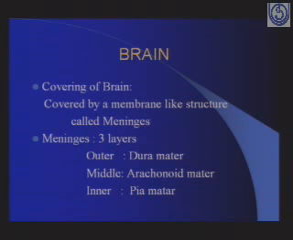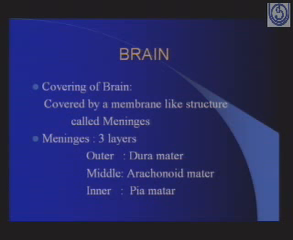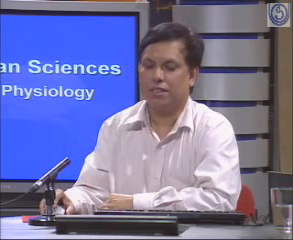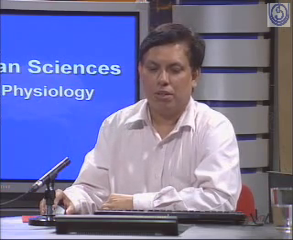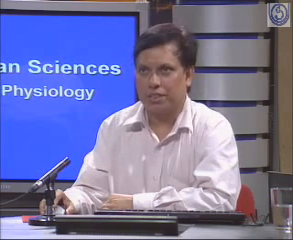Other than the skull bone, there are three layers which cover the brain, known as meninges. Please remember, the brain is covered by a membrane-like structure known as meninges. These meninges are three layers: the outer is dura mater, the middle is arachnoid mater, and the inner is pia mater. These three layers cover the brain. They are known as meninges because sometimes infection of the meninges occurs, which we call meningitis. So that is the reason we should know a little bit about the layers that give protection to the brain structure.